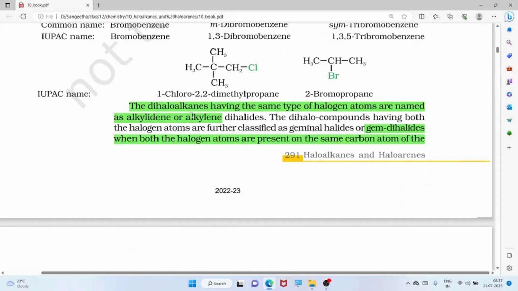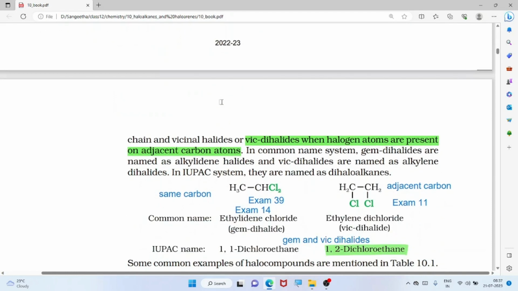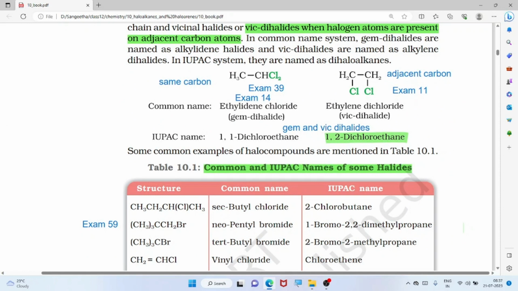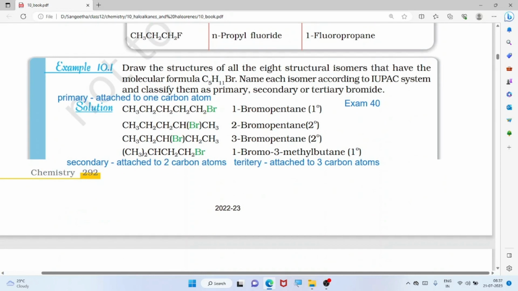The dihaloalkanes having the same type of halogen atoms are named as alkylidene halides. These are the gem dihalides in which both halogen atoms are present on the same carbon atom. See here, both Cl atoms are connected to the same carbon atom, whereas here these two Cl atoms are connected to adjacent carbon atoms. This is called gem dihalide. This is trihalide. Common and IUPAC names.